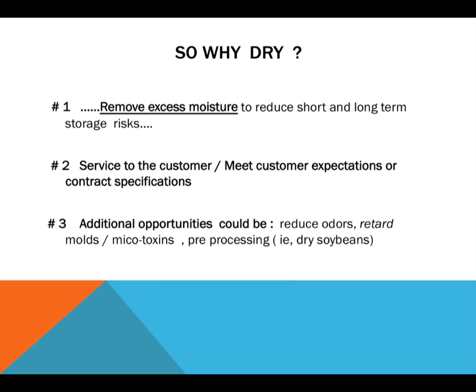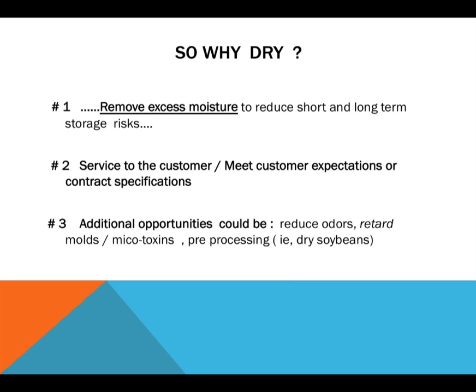Next would be to service the customer, or more particularly, meet customer expectations or contract specifications. You might have some customers that don't want, in some of the food grade plants that I managed for a while, we had customers who wanted no corn greater than 14 on moisture. None. Almost to the point where they would use a single kernel moisture analyzer to know what the level of moisture in those kernels was, so that they knew they had a good, stable, dry product.